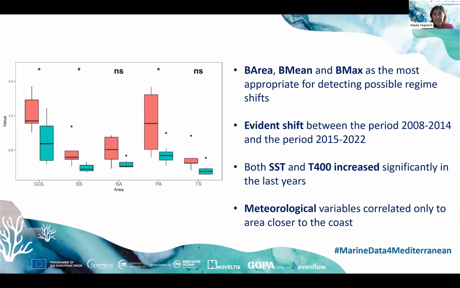And in order for this analysis to be useful also from a policy and conservation point of view, we also tried to do the analysis regarding the different reporting periods of the Marine Strategy. So the first period from 2008 to 2014, and the second period from 2015 to 2022, respectively in red and in blue. And we can see from the box plot that an evident negative shift is present from the first to the second period. We also know that both sea surface temperature and temperature at 400 meters depth have increased significantly in the last years.